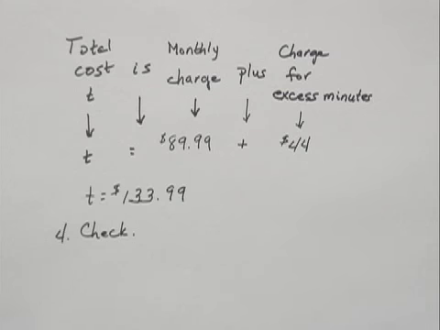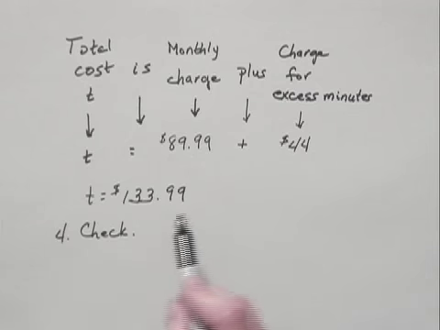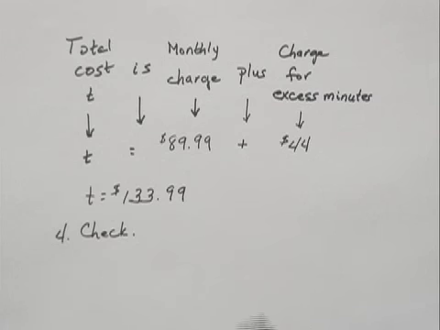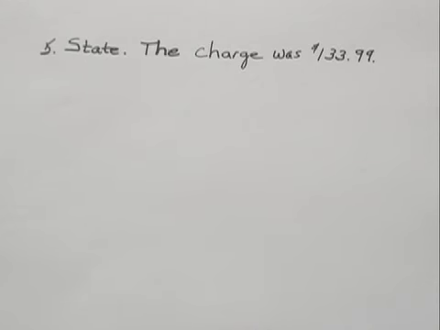Now, the fourth step in the problem-solving process is to check our solution in the original problem. And we have a lot of steps here. Probably the best way to check this is to go back and repeat our calculations. We could also work backwards. We could subtract 44 from this number and see if that corresponded to the 110 excess minutes that we found, and then proceed from there. But if we do any of these, we'll see that the answer does check. So we're ready for the fifth step in the process, which is to state the solution in a complete sentence. We would say that the charge was $133.99.